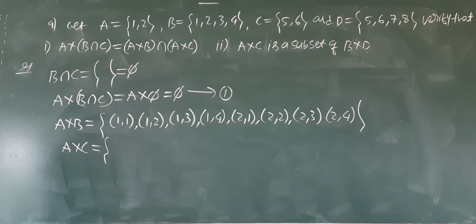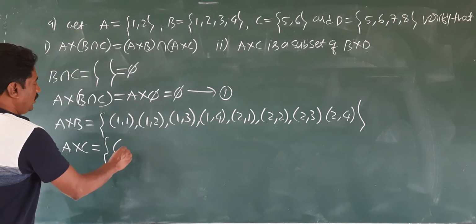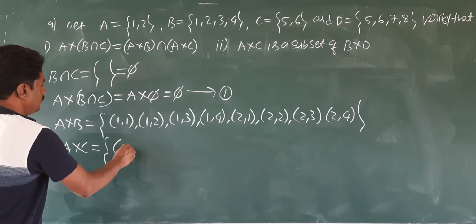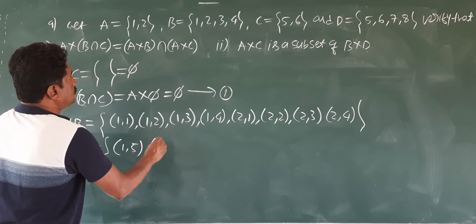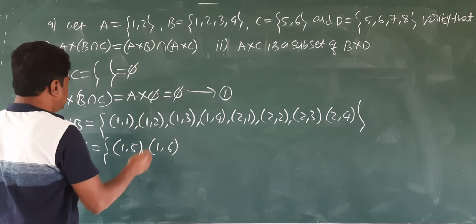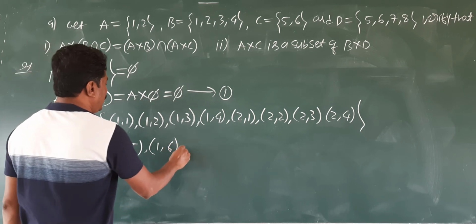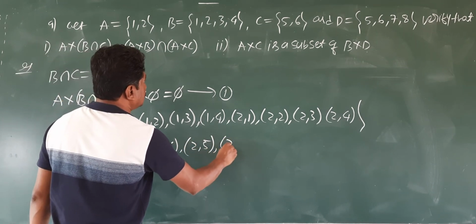A cross C. So for A cross C, 1 cross 5, ordered pair 1, 5. Next 1, 6. Next 2, 5. So 2, 6.